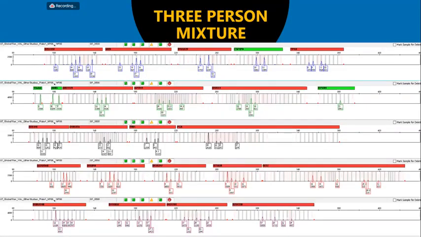This is an example of a 3-person mixture. You can start to see the more people you get involved in these mixtures, the more peaks you have to work through, the harder it can be to determine if you have true peaks. So on a lot of these, you're going to see 5 or 6 peaks per location. That's what's going to indicate that you have at least 3 people in that mixture. Next slide.